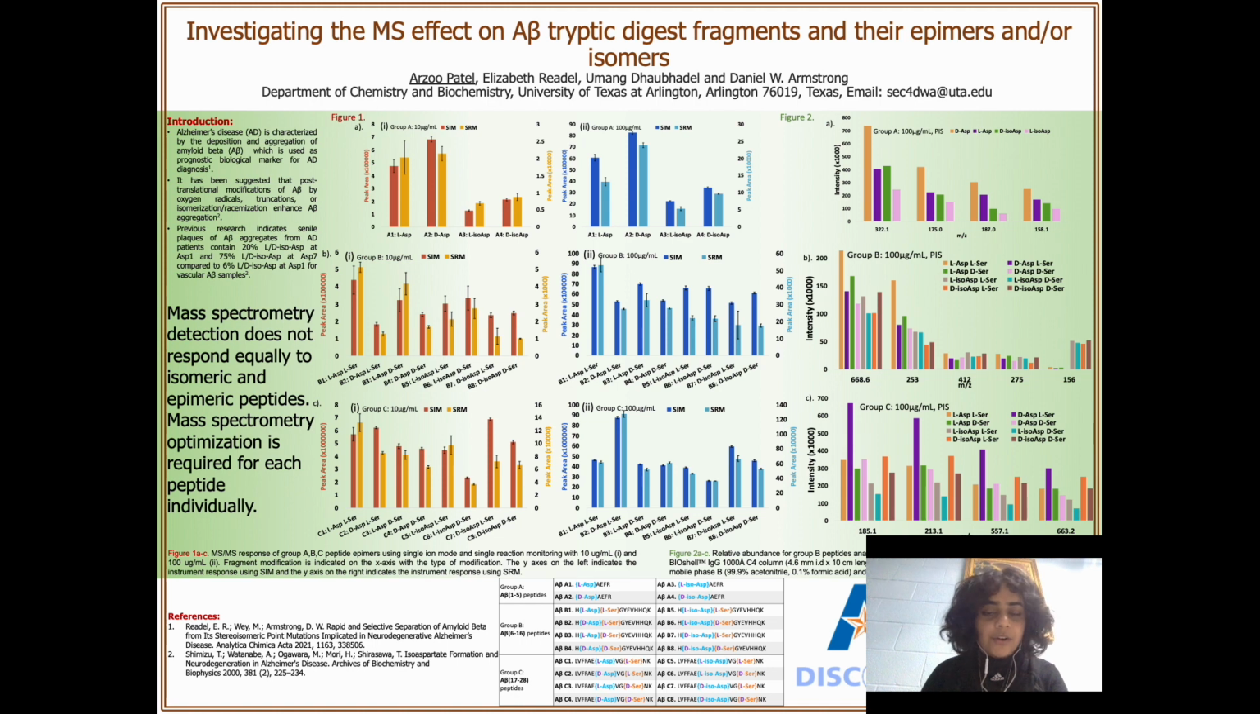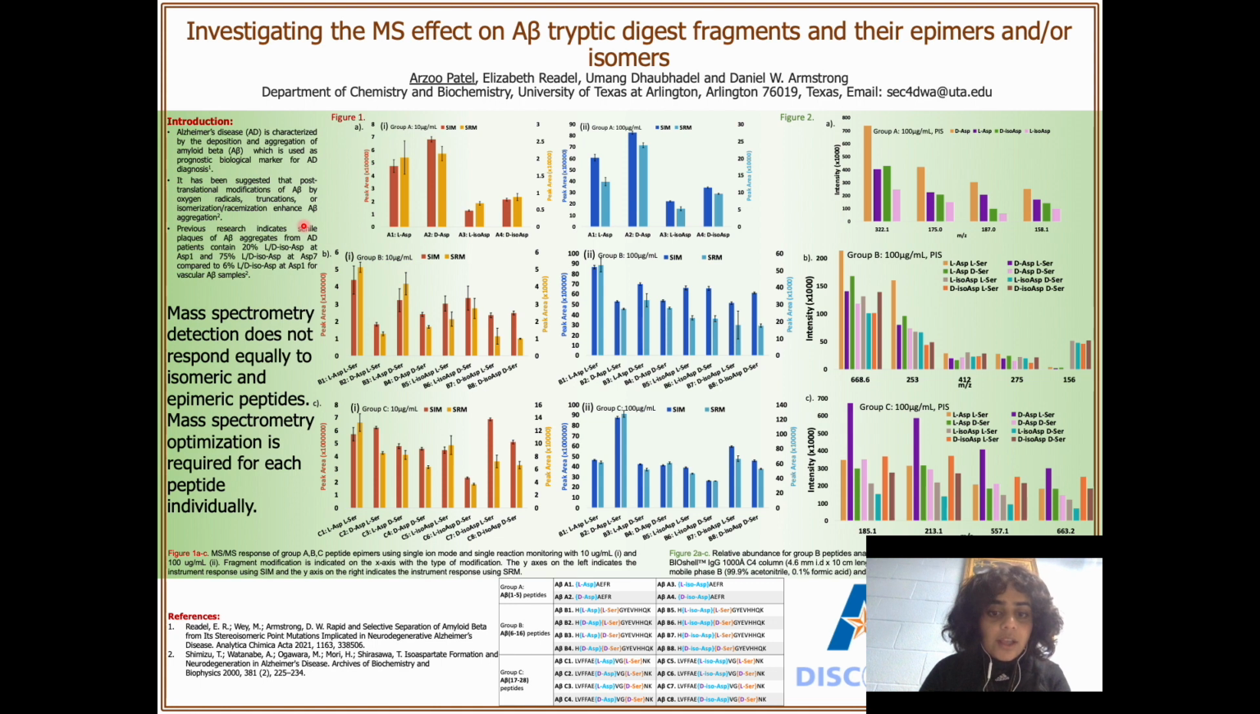Alzheimer's disease is characterized by the depositions of these beta amyloid aggregates, which can be used as a prognostic biological marker for diagnosis. So generally, the peptide that is found in the brain plaques is 42 amino acids in length, and it has 3 aspartic acid residues at positions 1, 7, and 23, and then 2 serine residues at positions 8 and 26.